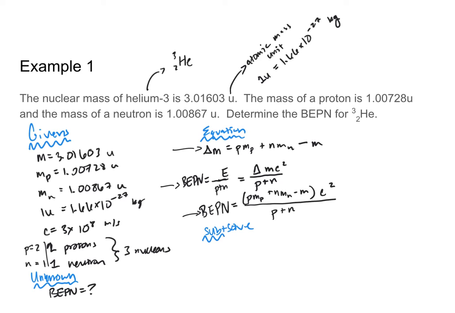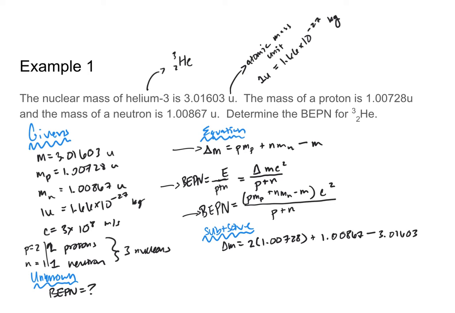So let's start by finding our mass defect in AMUs. Our mass defect in AMUs is 2 times 1.00728 plus 1 times 1.00867 minus 3.01603.